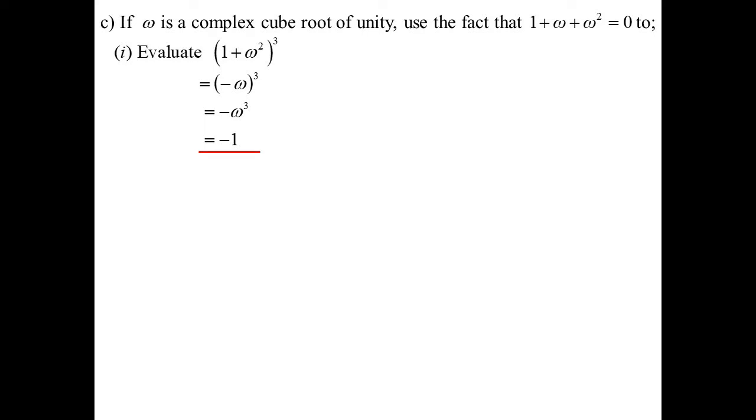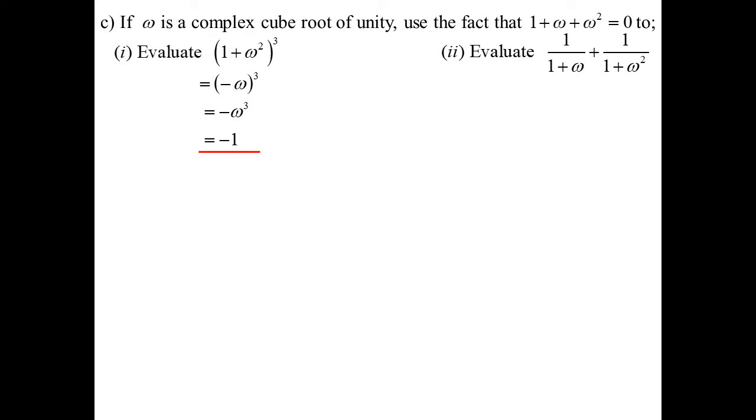So most of these problems we only need two facts. Omega to the power of n, whatever the power is, is equal to 1, or minus 1 if it was the other case. And that 1 plus omega plus omega squared, and so on up to omega to the power of n minus 1, is equal to 0. Using those two things, we should be able to solve the problem. Evaluate.